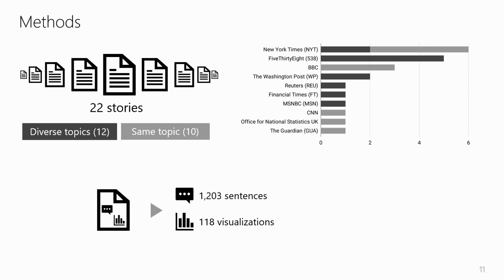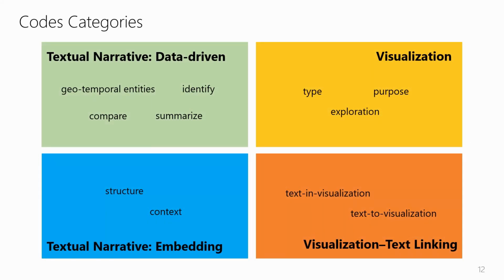We divided every story into individual sentences and visualizations. This resulted in almost 1,200 sentences and 118 visualizations for all stories in our sample collection. The open coding of all the sentences and visualizations resulted in 45 distinct descriptive codes. These codes are organized into 4 categories and 12 subcategories.